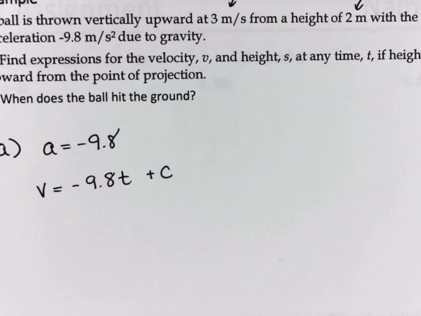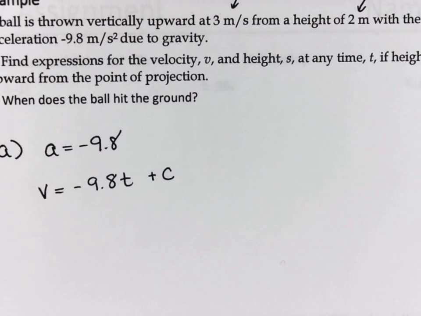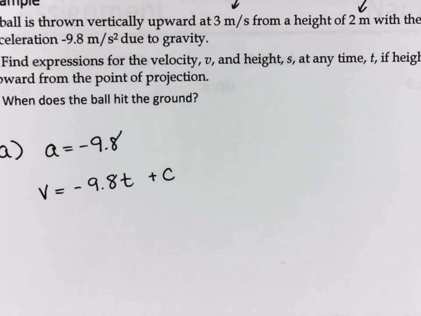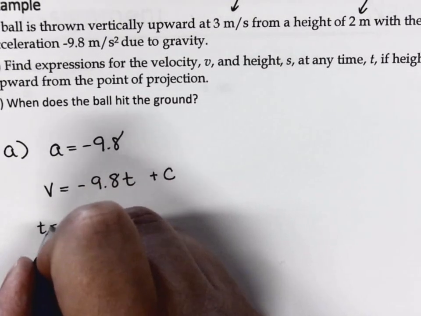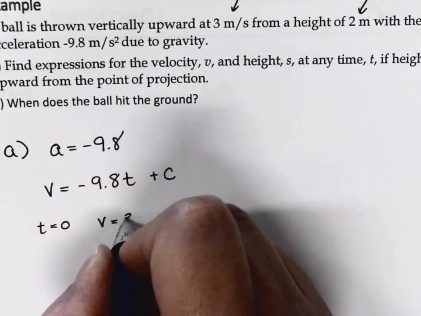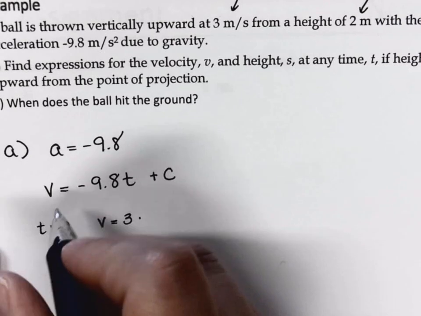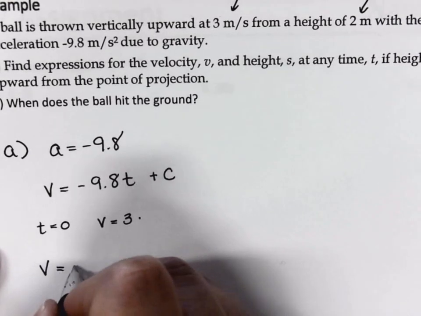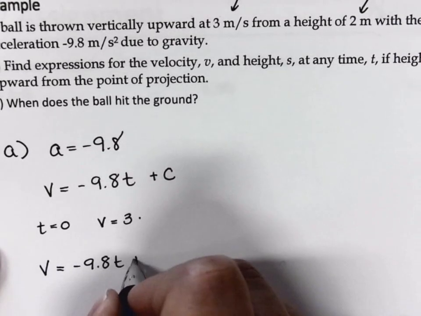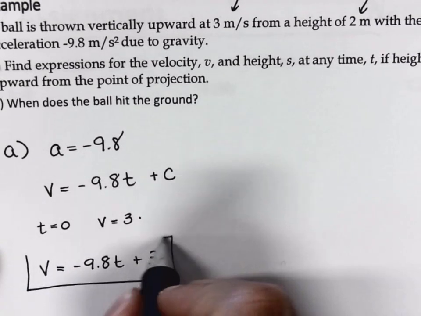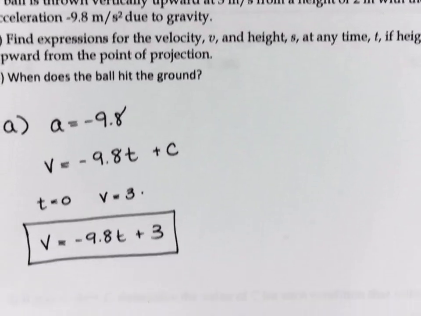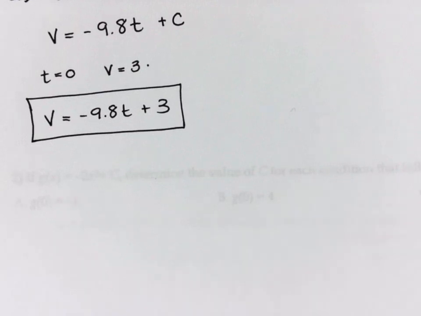And what do we know here? We know that the initial velocity is 3. So what's c? 3. So if we know t is equal to 0 and v is equal to 3, we know that our equation is going to be velocity is negative 9.8 t plus 3. Okay, you guys do the displacement. I'll do displacement, you do displacement. We'll see if we get the same thing.